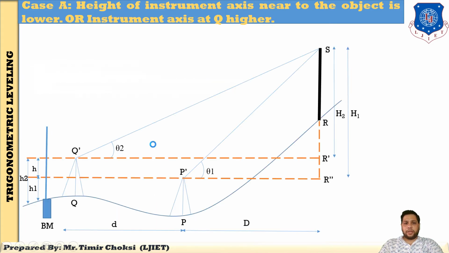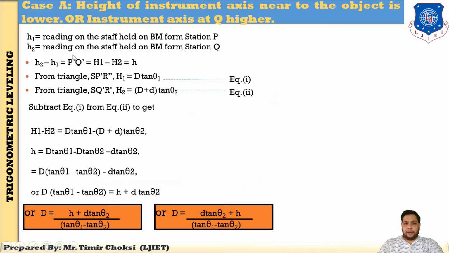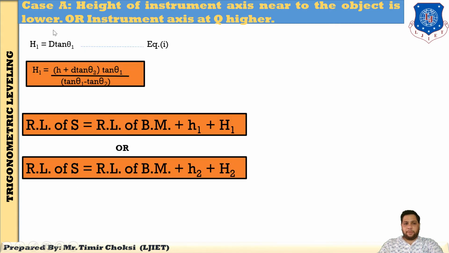So I repeat this derivation. First case: Q is higher, P is lower. Draw the figure, put in all the elements. Then find the H1 and H2 values, and from H1 and H2 you get the answer for capital D. Then put the value of capital D in the H1 equation, so you get the answer for H1. Then you find the RL of S. So this is our equation.